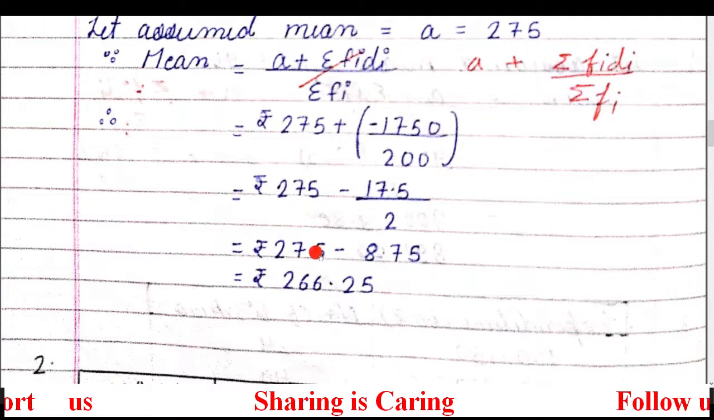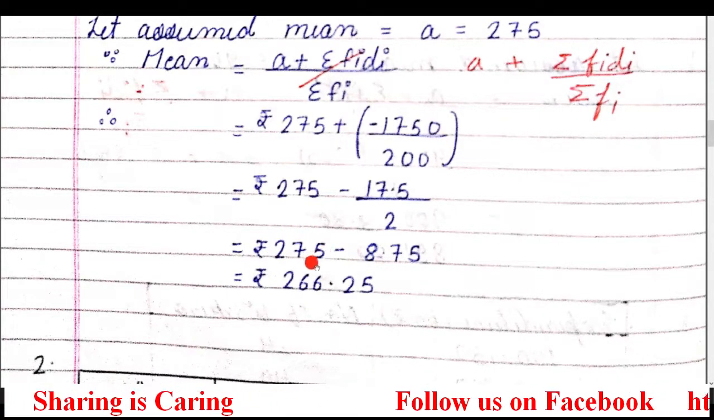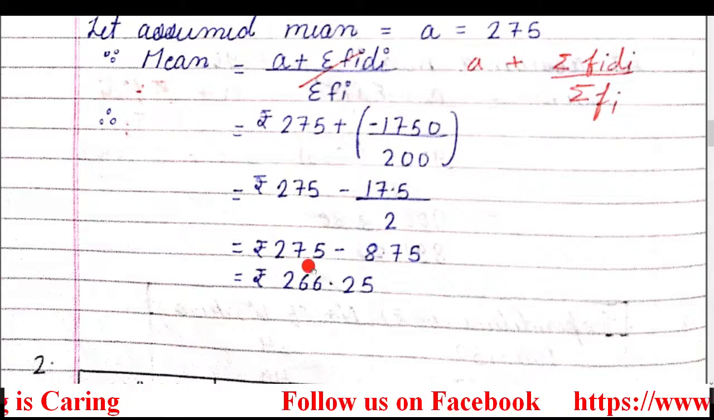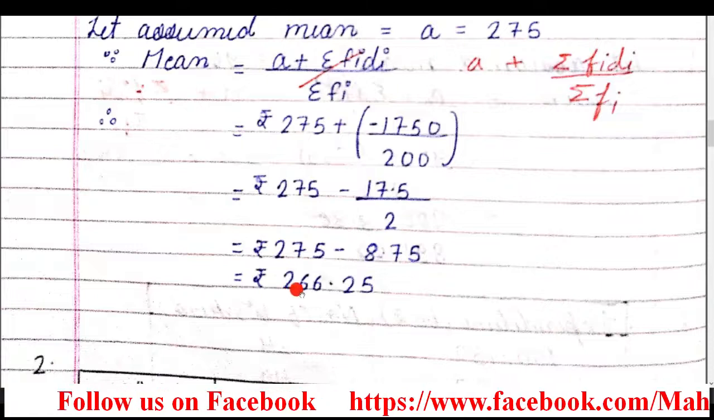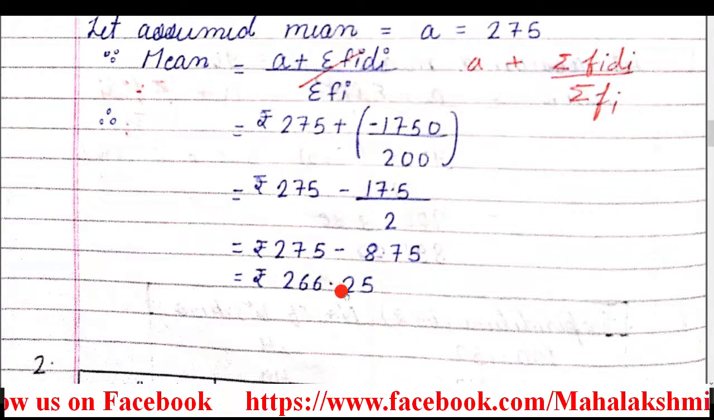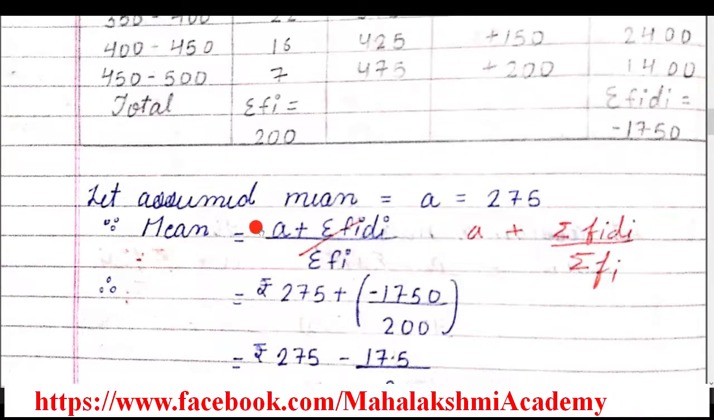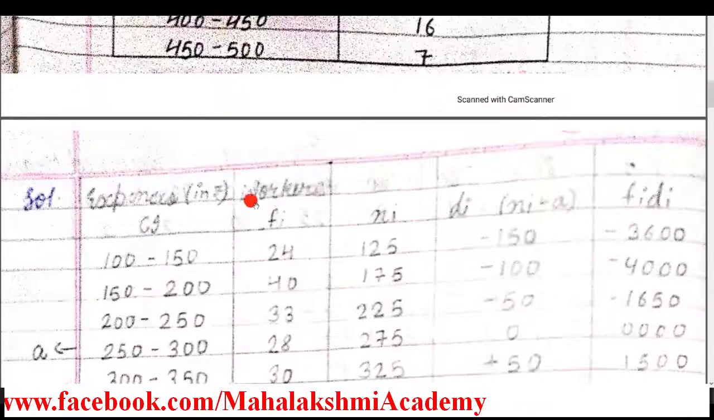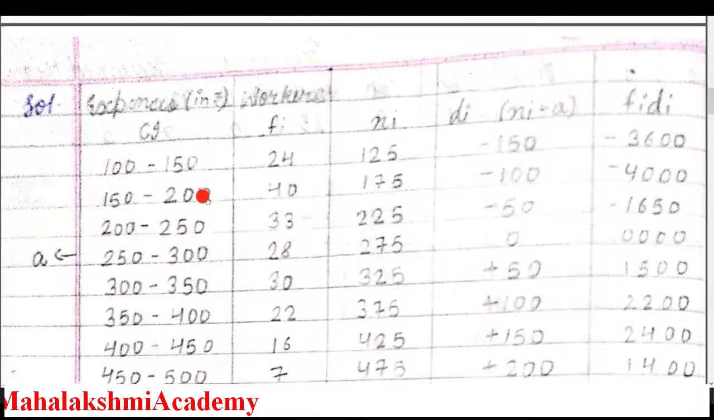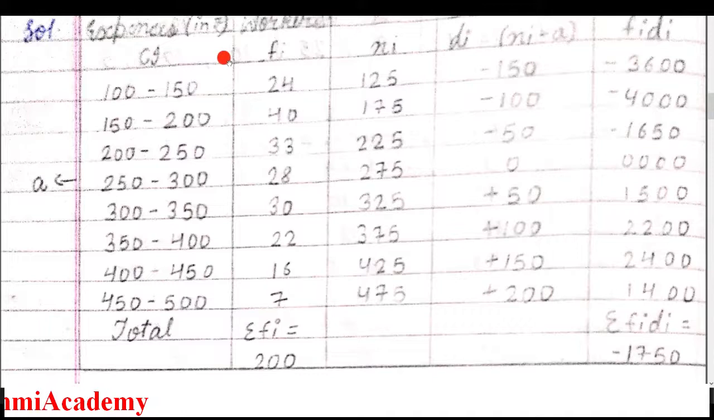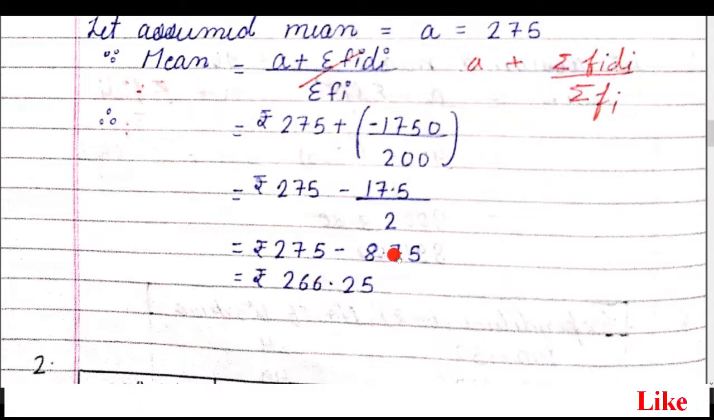When you subtract, take care that it doesn't have any decimal. So first put 0.00 and then subtract 8.75 from this. That will give you the answer rupees 266.25. The unit is rupees because in the question it is given that the expenditure is in rupees. So if a unit is mentioned with the data, you should always apply the unit. I hope it's clear to you.